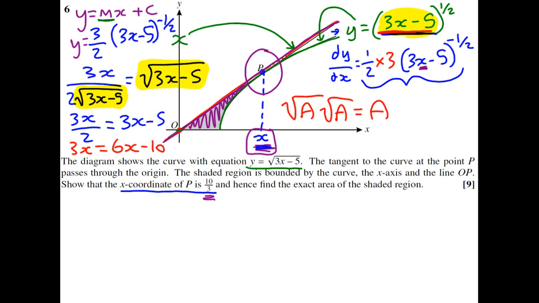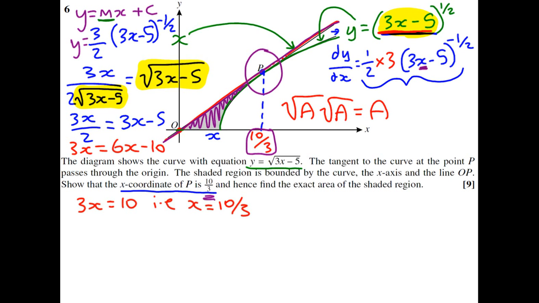Okay, rearrange that to get that 3x equals 10, i.e. x equals 10 over 3, which we required. Okay, so we found this x value is 10 over 3, and you know you're right because it's a show that question, but quite a tricky one.